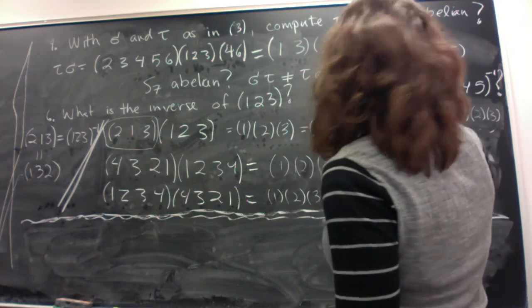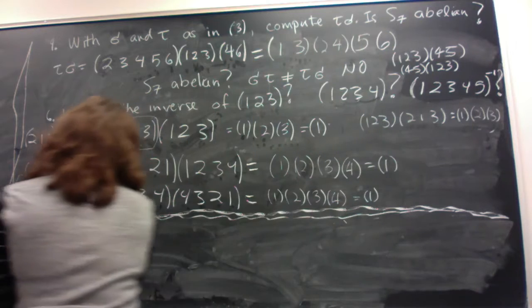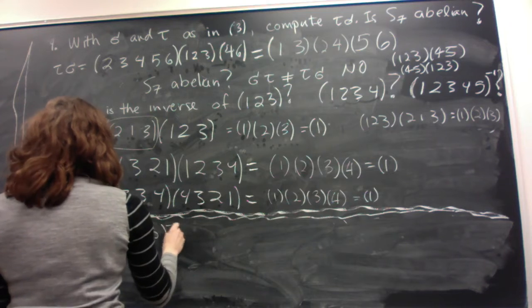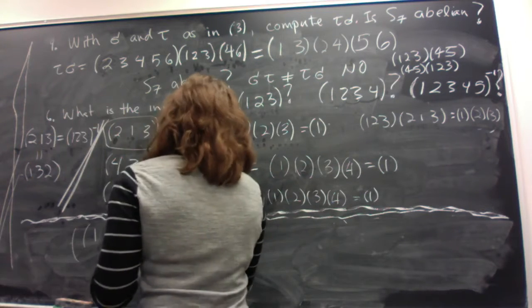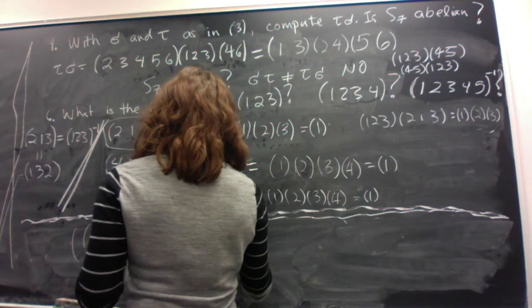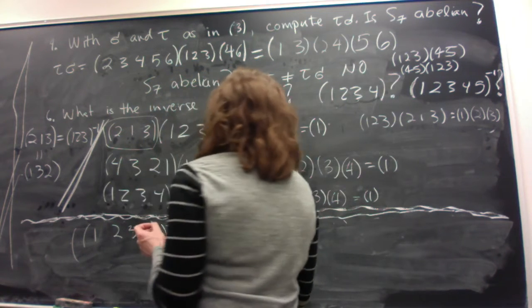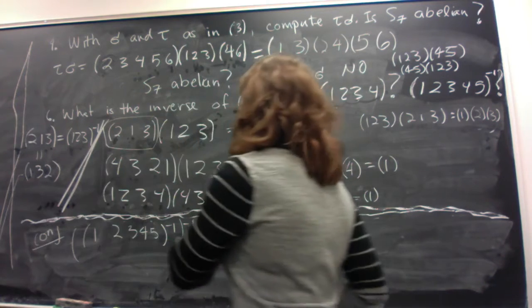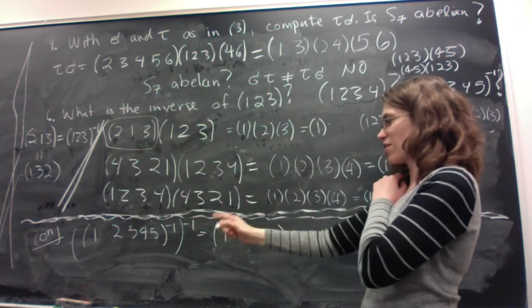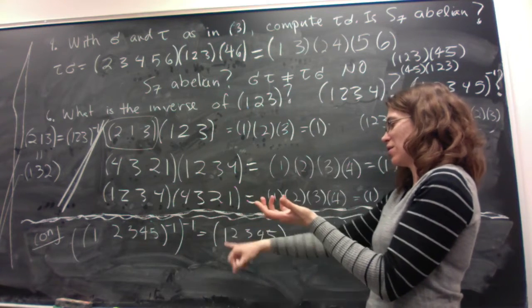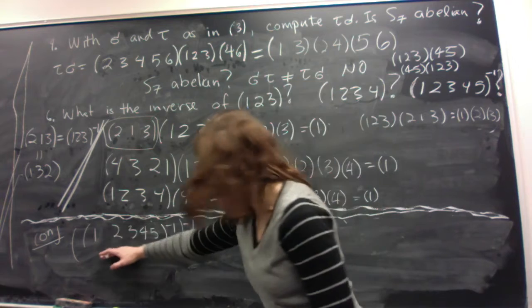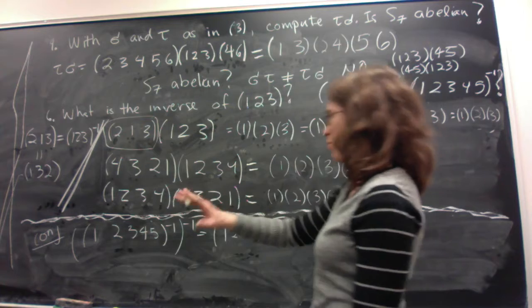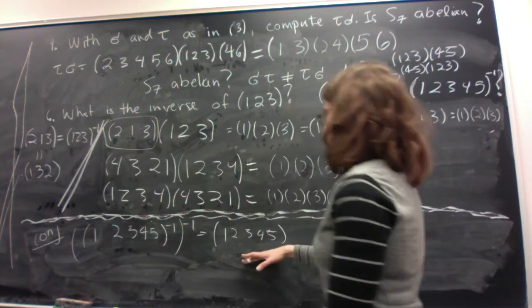Okay, so we conjecture that 1, 2, 3, 4, 5 inverse is equal to 1, 2, 3, 4, 5. So this is a conjecture. To check that something's the inverse, we just multiply it by the thing. So the thing is 1, 2, 3, 4, 5 inverse, and we multiply it by 1, 2, 3, 4, 5.